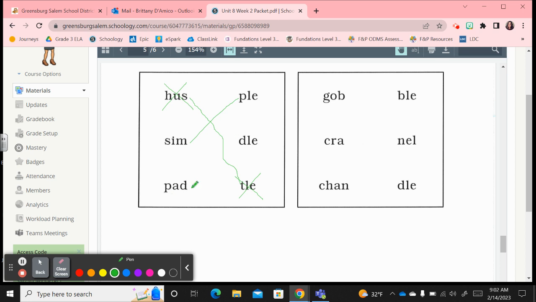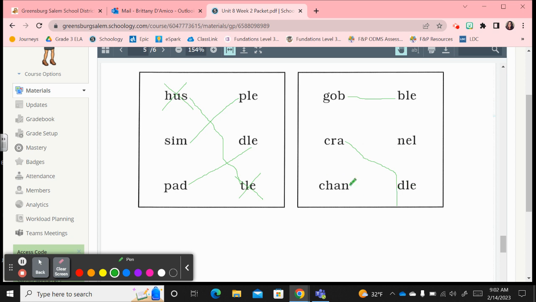Keep it. Paddle. We use the paddle to move our canoe. Paddle. And that is consonant LE. One more box. Gobble. Turkeys gobble. Consonant LE. Cray. I know that's open, so it's long. Cradle. Babies sleep in a cradle. Consonant LE. I'm leaving it.